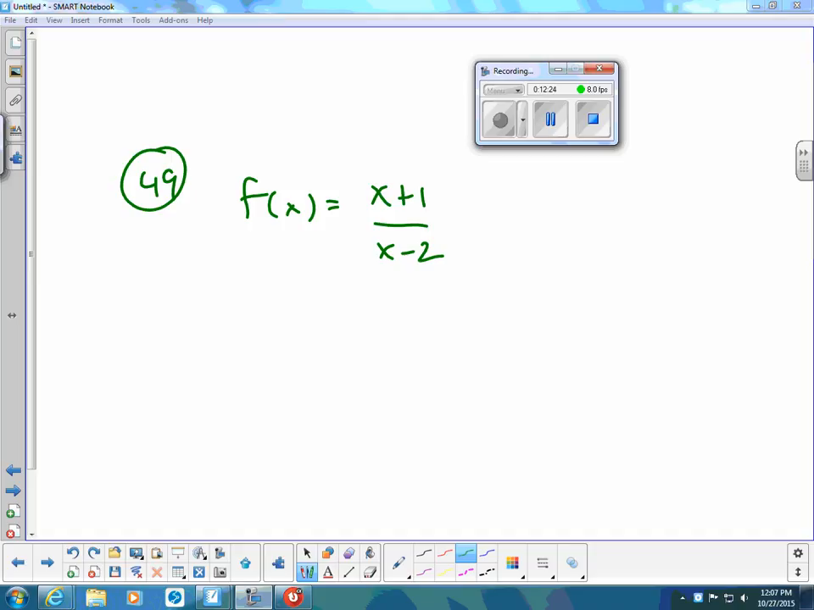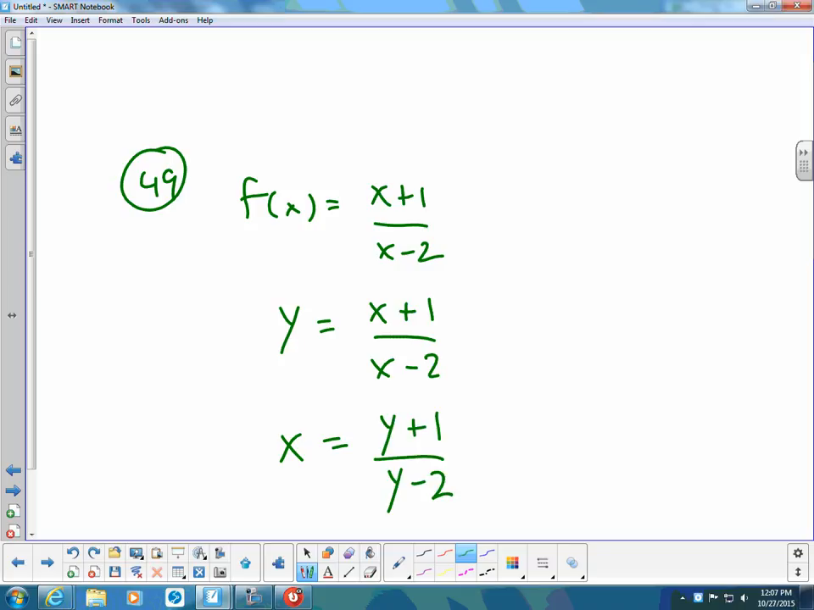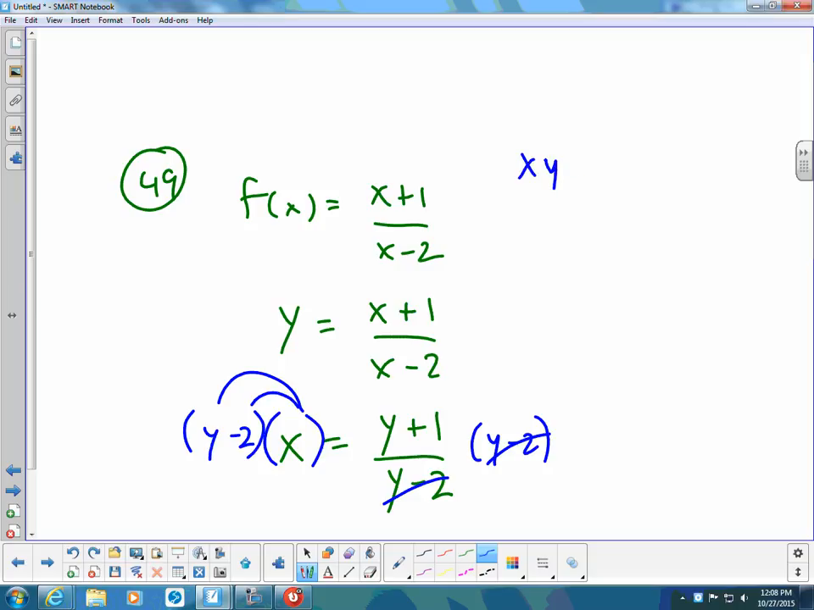Okay, so we are looking at number 49. Here's the original function. We're going to rewrite f of x as y. We're going to switch the x and the y. So it's looking like this. And then our strategy, we got to solve for y. So let's multiply both sides by y minus 2. And at this point, the y minus 2's divide out on the right, and here we can distribute, and we'll get xy minus 2x equaling y plus 1.